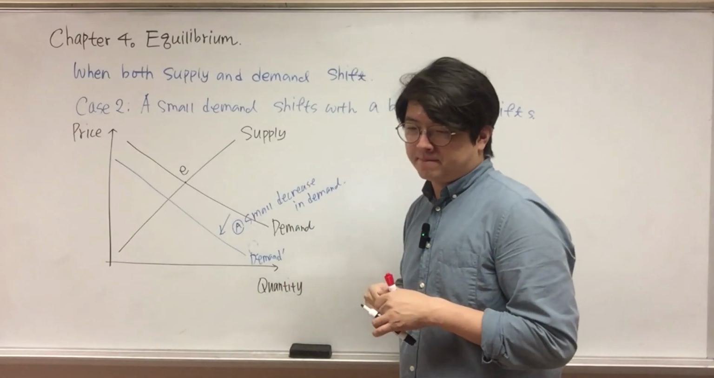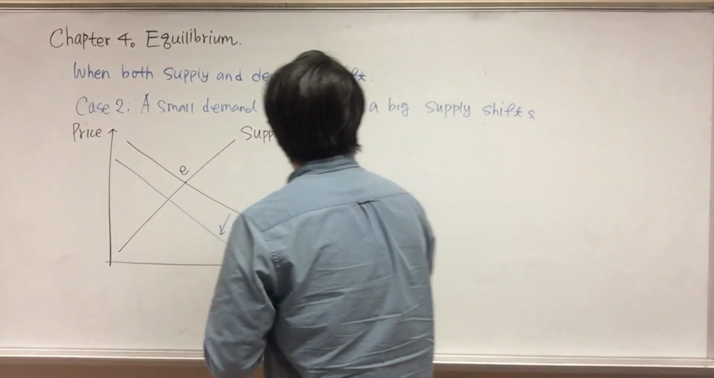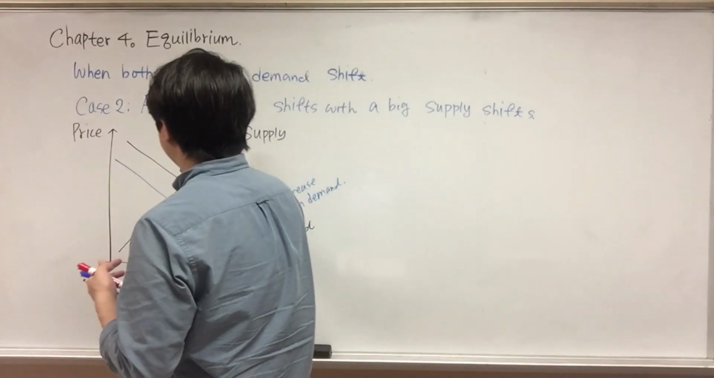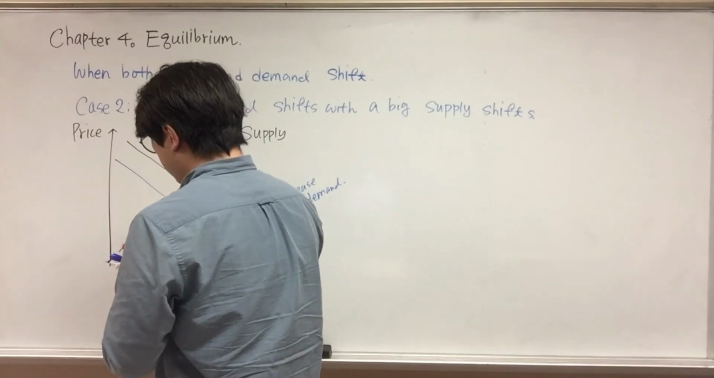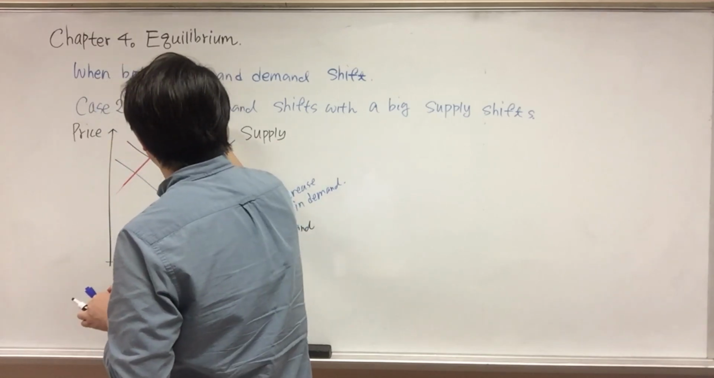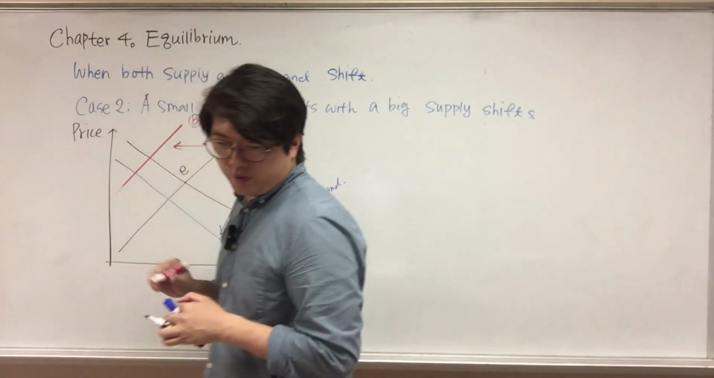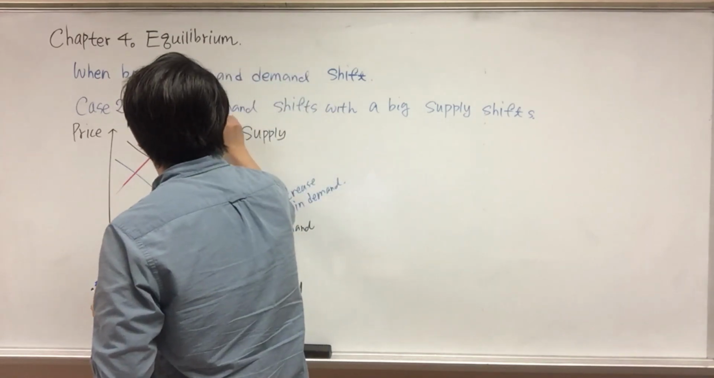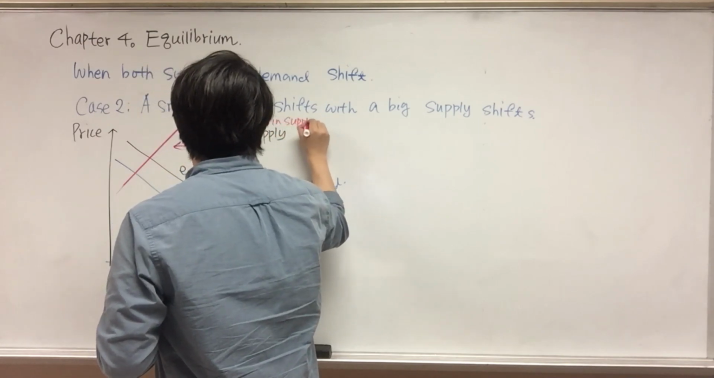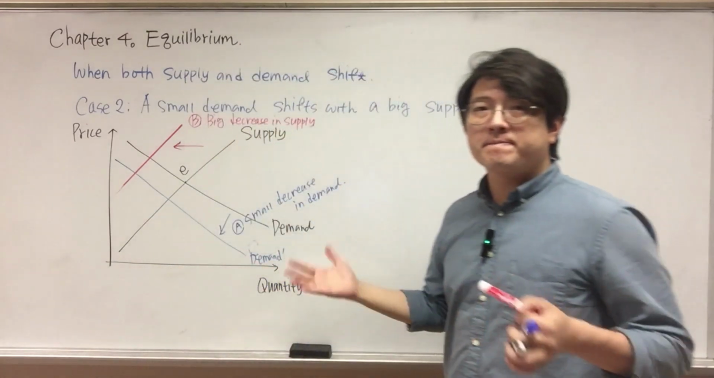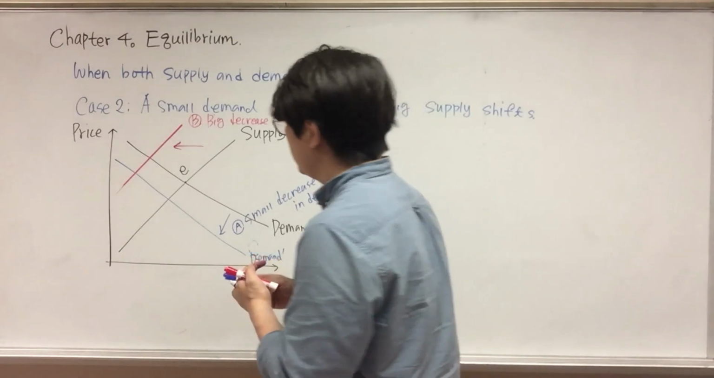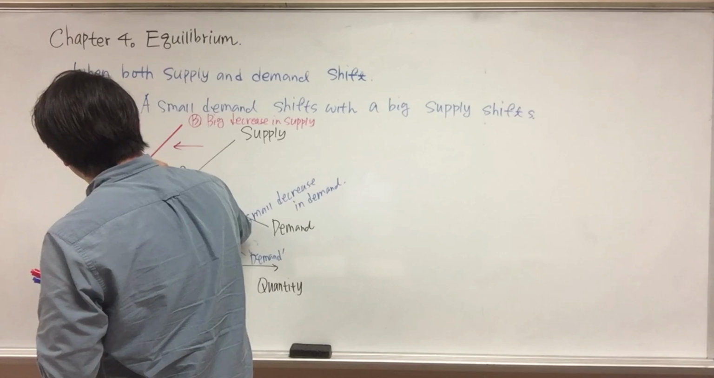Okay, and at the same time, we have a big supply shift. So the supply curve will shift to left a large amount. So here, the supply curve will shift to left. Let's call it B, we have a big decrease in supply. Right? Are you with me? Okay. So where is the new equilibrium point? The new equilibrium point would be here.